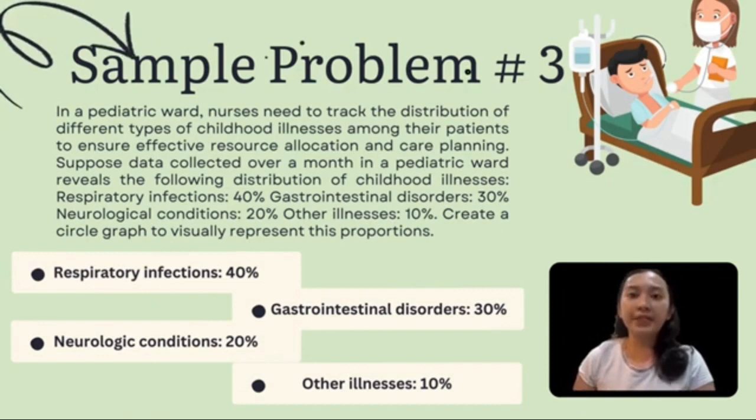Sample problem number 3. In a pediatric ward, nurses need to track the distribution of different types of childhood illnesses among their patients to ensure effective resource allocation and care planning. Suppose data collected over a month in a pediatric ward reveals the following distribution of childhood illnesses: respiratory infections, 40%, gastrointestinal disorders, 30%, neurological conditions, 20%, and other illnesses, 10%. So create a circle graph to visually represent these proportions. Again, respiratory infections, 40%, gastrointestinal disorders, 30%, neurological conditions, 20%, and other illnesses, 10%.